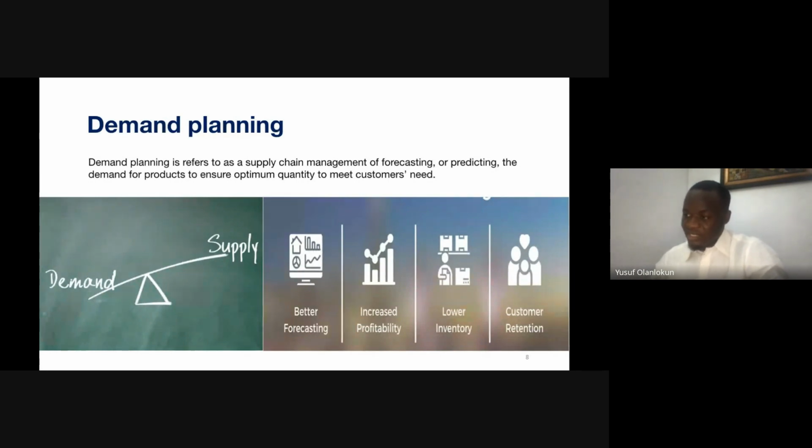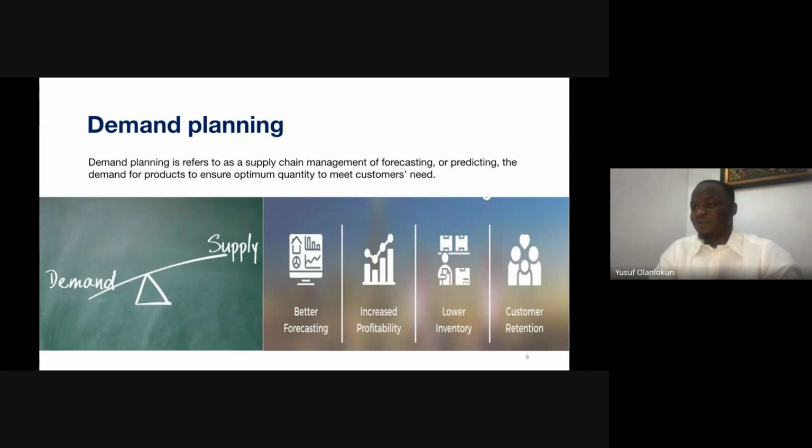There are other more advanced ones that need more technical expertise, and that is not relevant in this context. So we'll be limiting the conversation to naive, when you assume that what you sold yesterday is what you are going to sell today, and the average forecasting strategy, when you take the average of your previous sales to predict what you are going to sell going forward.